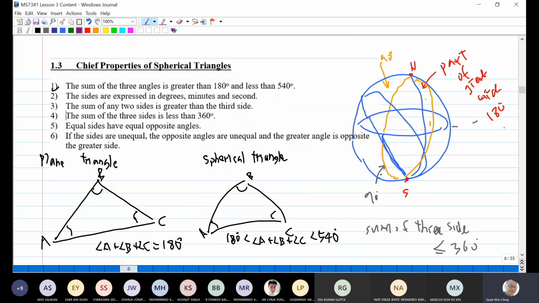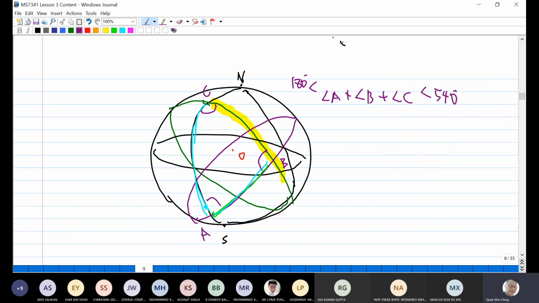Okay, now the second point, the sides are expressed in degrees, minutes, and seconds. What does it mean by the sides expressed in degrees, minutes, and seconds? Okay, so how do you measure the side of a spherical triangle? We measure a triangle basically from the center of the Earth. Okay, so for example, any question here?